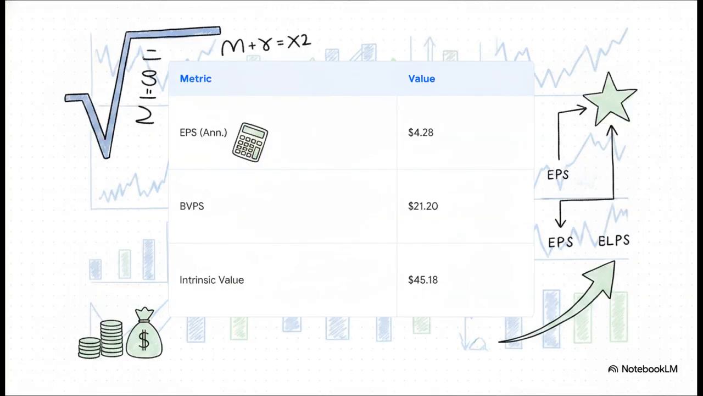Let's actually do the exact math on Graham's famous intrinsic value formula. We're assuming an annualized EPS of $4.28 based on their strong Q2 numbers. And we pull a book value per share of $21.20 straight from the balance sheet equity. When you run that through Graham's rigid multiplier, the square root of 22.5 times those inputs, the calculated intrinsic value comes out to a shockingly low $45.18.